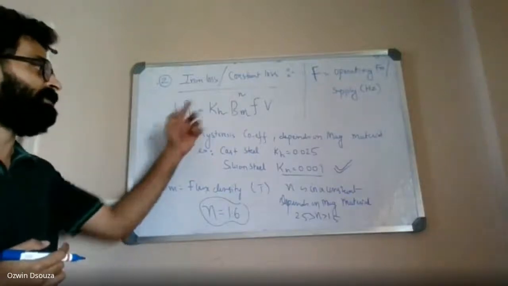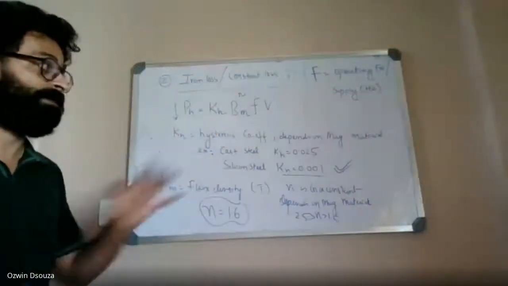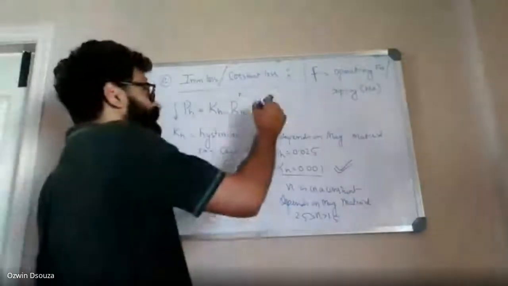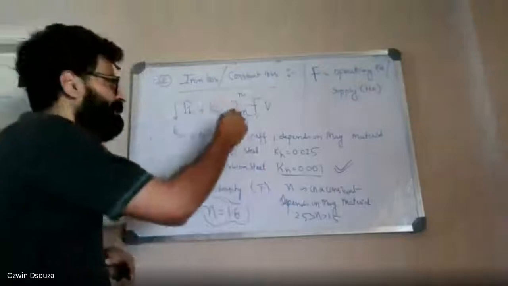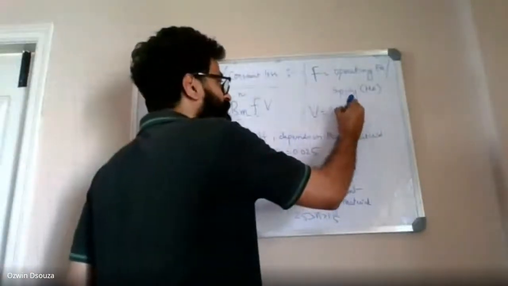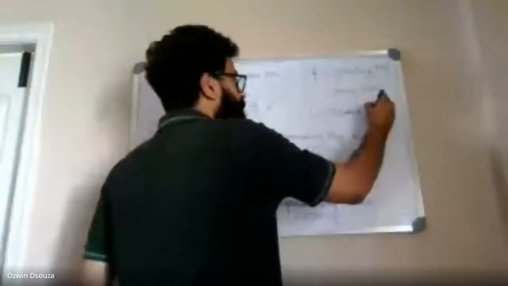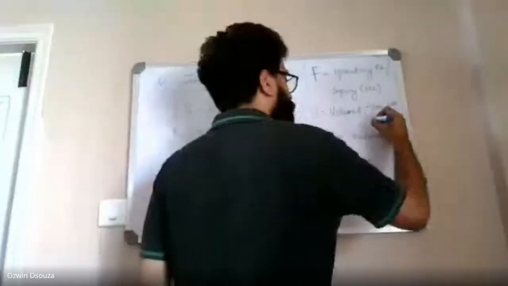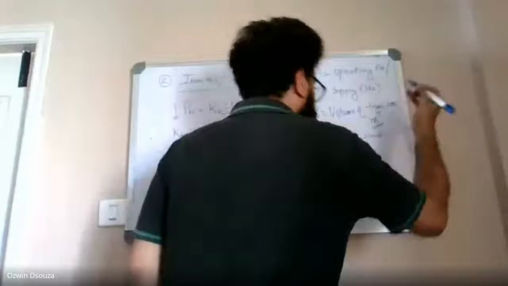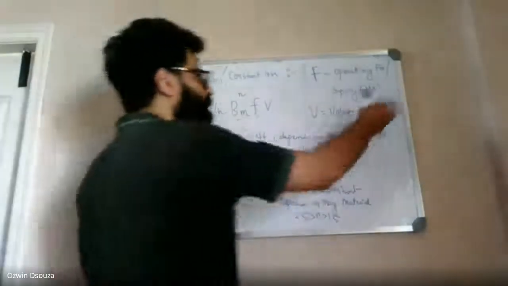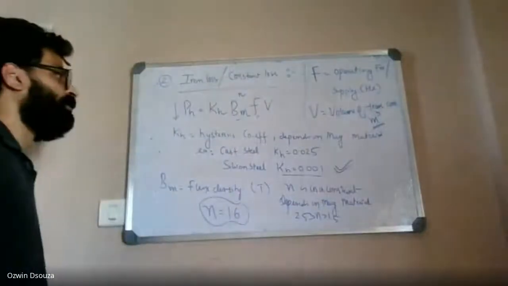The hysteresis loss is independent of current, so it doesn't depend on current. Instead, it depends on frequency, flux density, and V. V is nothing but the volume of the transformer core. This volume is normally expressed in cubic meters, meter cube, right? We say cubic meters. So that's the volume of the core.